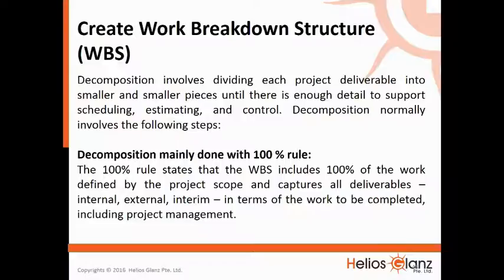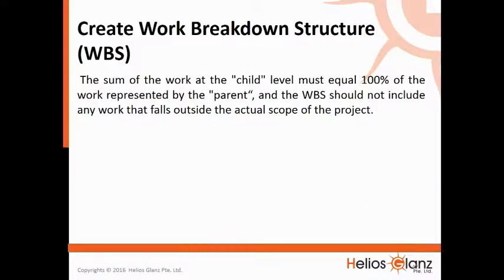Decomposition normally involves the following steps. Decomposition is mainly done with the 100% rule. The 100% rule states that the WBS includes 100% of the work defined by the project scope and captures all deliverables, internal, external, interim, in terms of the work to be completed, including project management. The sum of the work at the child level must equal 100% of the work represented by the parent, and the WBS should not include any work that falls outside the actual scope of the work.